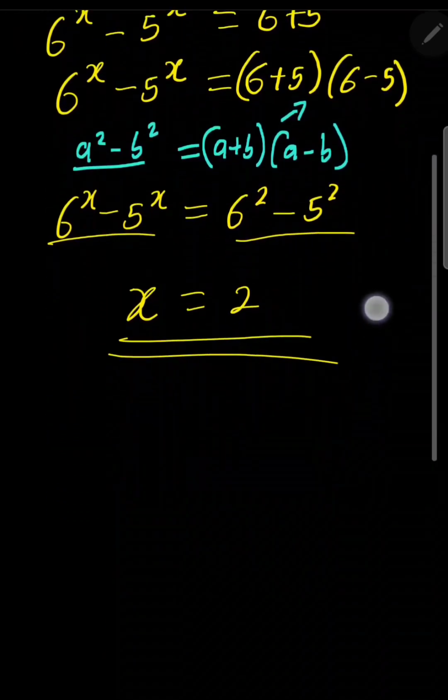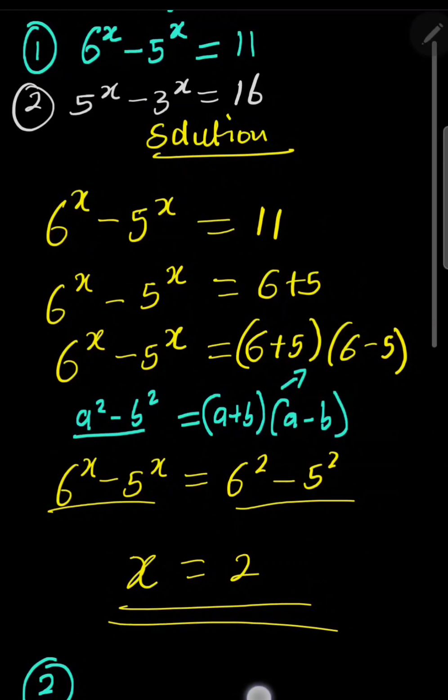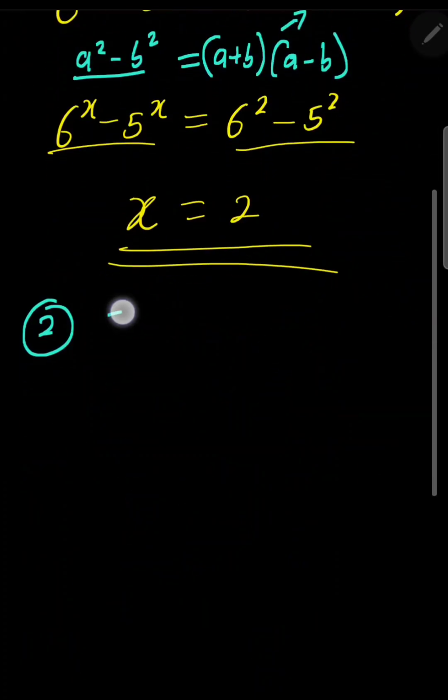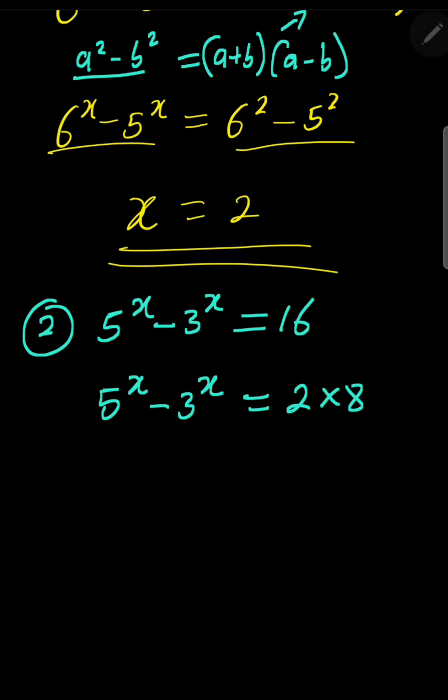Now the second equation we are given, which is going to be number 2, we are given that 5 to power x minus 3 to the power of x is equal to 16. Then we do the same thing by trying to make the right hand side to be in the same form with the left hand side. So what do we do? We keep the left hand side still constant, which is 5 raised to the power of x minus 3 raised to the power of x, which is equal to 16, can also be written as what? 2 multiplied by 8, which is going to give us 16, right?